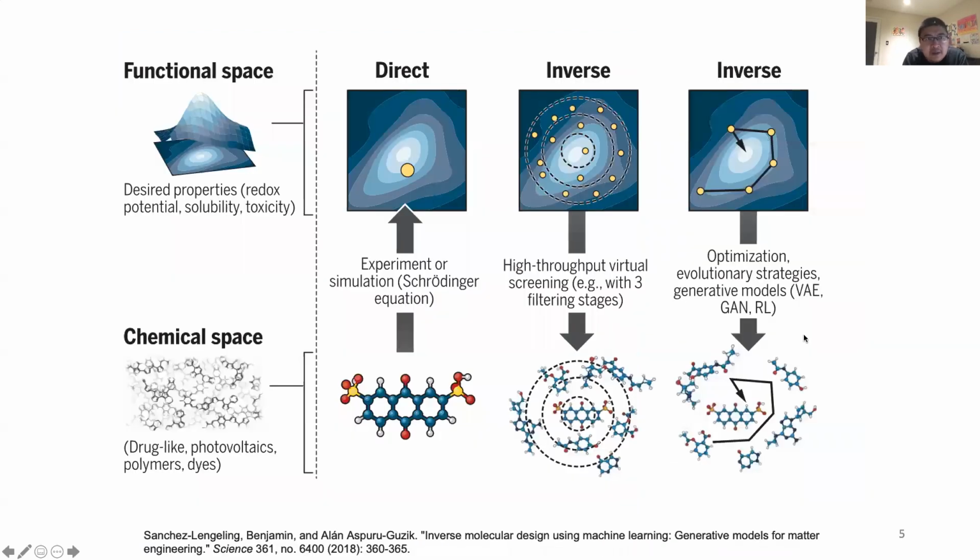So in this Science paper, the authors have proposed to develop machine learning type approaches to do reverse engineering based on machine learning. Inverse molecular design using machine learning type approaches to accelerate the drug discovery process.